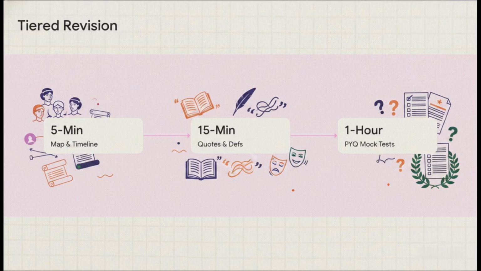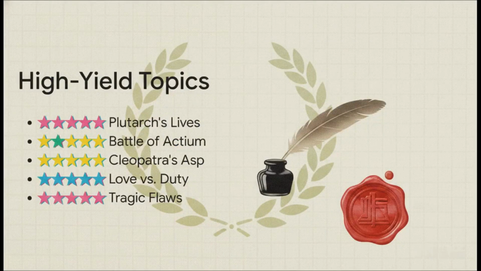If you're sitting there wondering, okay, but what exactly do I focus on for those practice tests? Here are your 5-star highest frequency topics. You're practically guaranteed to see questions on Shakespeare's use of Plutarch's Lives, the symbolic weight of Actium, and that massive duality of love versus duty. Seriously, treat this list as your ultimate exam crash sheet.